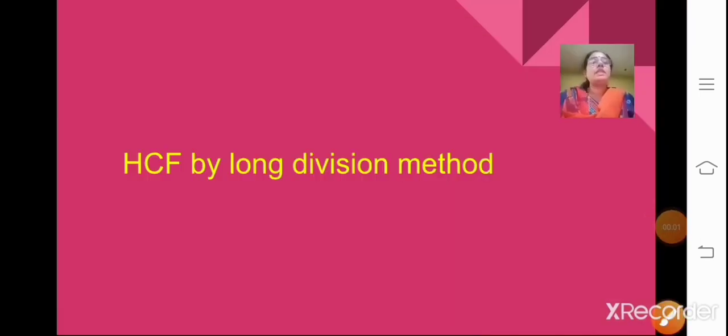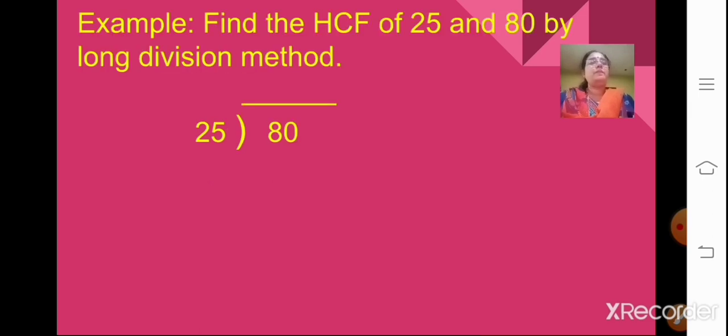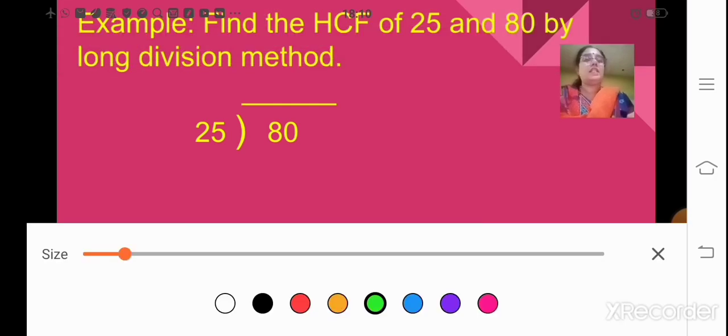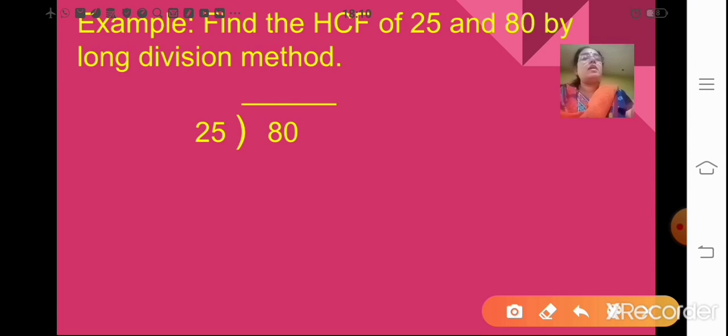Okay, now let us come to the second method of finding the HCF by long division method. Now prime factorization, as you have already learned how to find the prime factors, so it was easy for you. Now let us learn about the long division method. One example: find the HCF of 25 and 80 by long division method. Now here the numbers you have given are 25 and 80. Now 80 will become your dividend and 25 will become your divisor. You have to divide it.